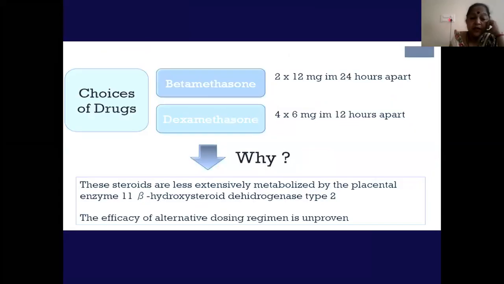So the choice of drugs: betamethasone is given as 12 milligram, two doses, 24 hours apart, and dexamethasone 4 doses of 6 milligram, 12 hours apart. Dexa is preferred because these steroids are less extensively metabolized by the placental enzyme 11 beta hydroxysteroid dehydrogenase type 2, and the efficacy of an alternate dosing regimen is unproven. So dexa is preferred over betamethasone, that much you remember.